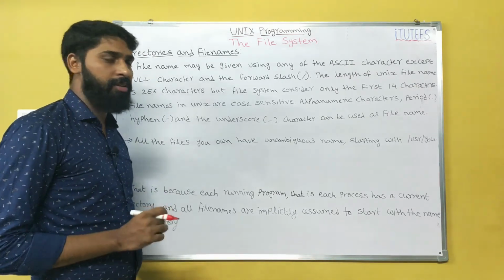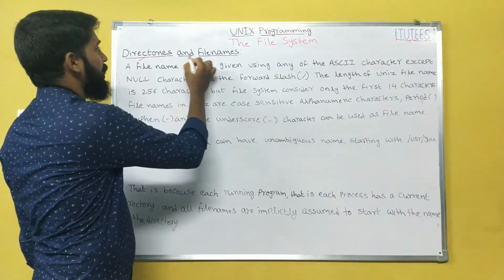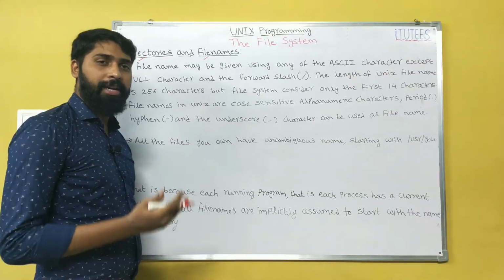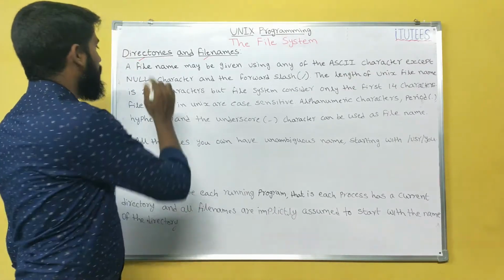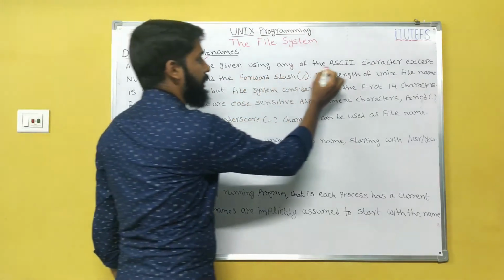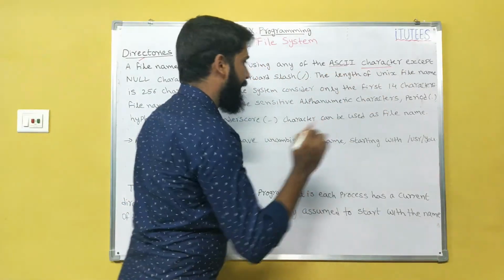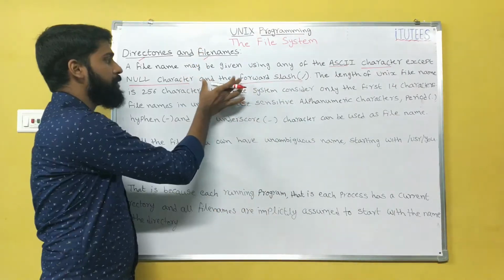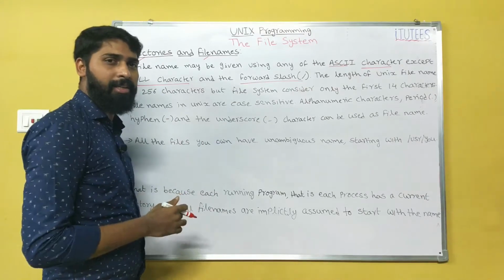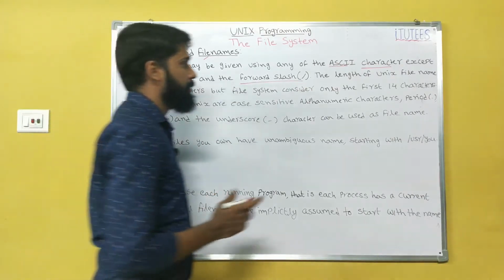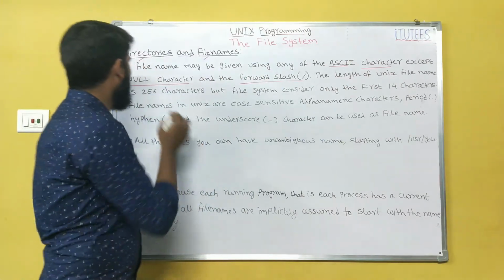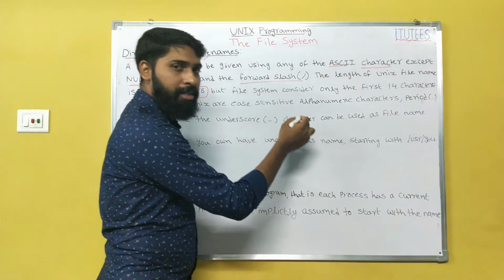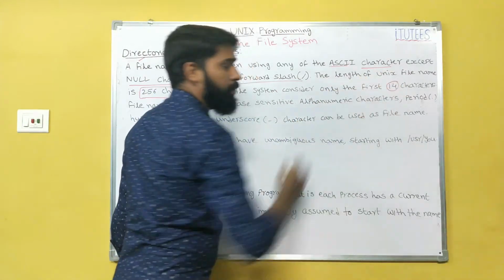In this class we are going to discuss directories and file names. That means how we give names to files in Unix. A file name may be given using any ASCII character except the null character and the forward slash. Except these two, you can use any ASCII character in a file name in Unix. The length of a Unix file name is 256 characters, but the file system considers only the first 14 characters.